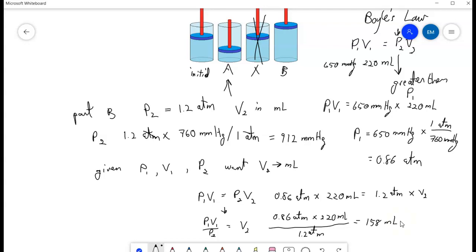That's actually rounded from 157.66666 and so forth. We're going to have to round that anyway. But that's our V2. And we say here we've got 2 significant figures here, and 2 significant figures here. And this 220, we don't know that 0 is significant anyway, but we have 2 significant figures. So we have to round this to 160 milliliters.